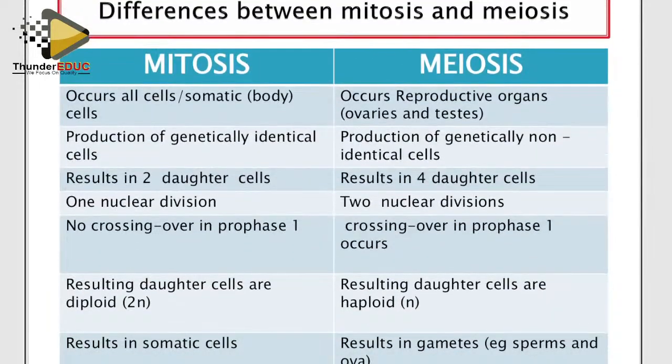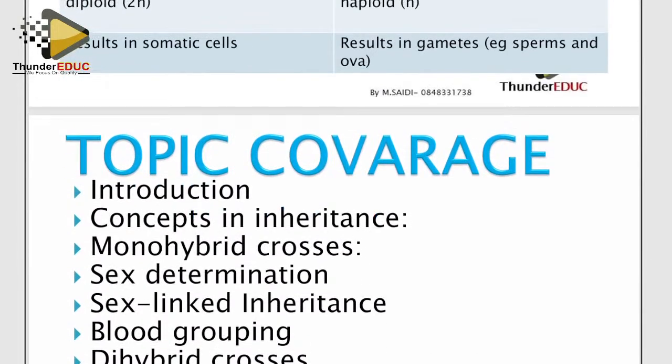And then the differences. Actually, meiosis 2 looks like mitosis. You understand? So basically, in meiosis there is variation. In mitosis, there is no variation. In mitosis, you result in two daughter cells. In meiosis, you result in four daughter cells. In meiosis, you have half the chromosome number.